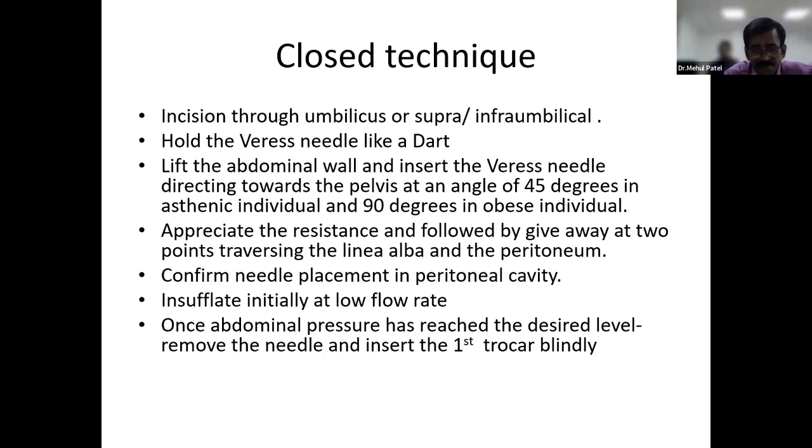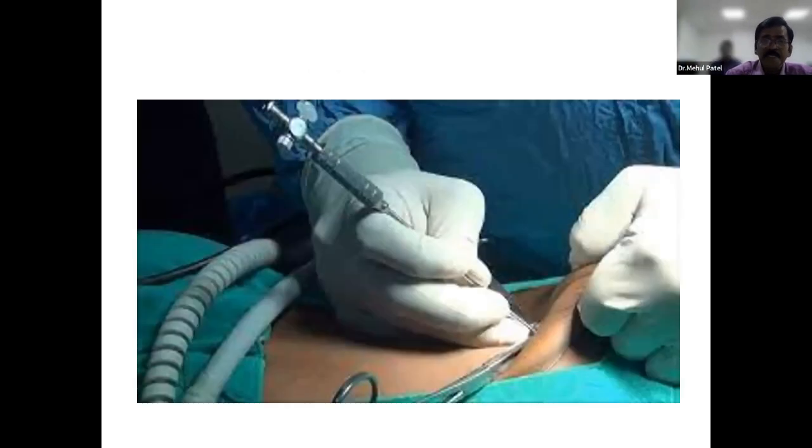When you connect this to the insufflator machine, the internal pressure should be showing below 10. If the pressure is showing as 11, 12, or 14, you're not in the right place. You have to revise. So this is how you do a closed entry. You steady the lower abdominal wall and then pass the needle either at 45 degree angulation or at 90 degrees. And then confirm the needle is in the peritoneal cavity and start insufflating.